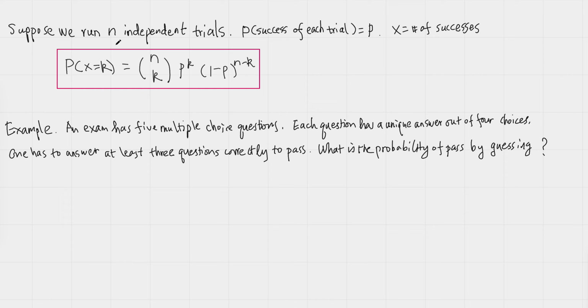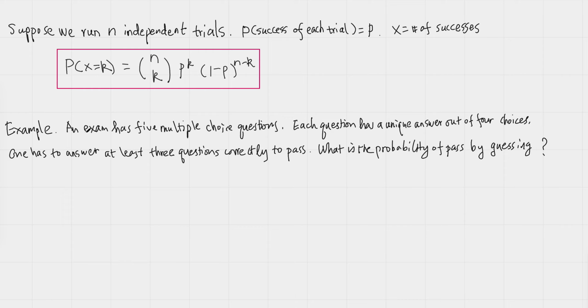Suppose we run n independent trials. The probability of success for each trial is p, and x is the number of successes. Then the probability that x equals k is equal to n choose k times p to the k times 1 minus p to the n minus k. This is called the binomial distribution. X is said to be a binomial distribution random variable.